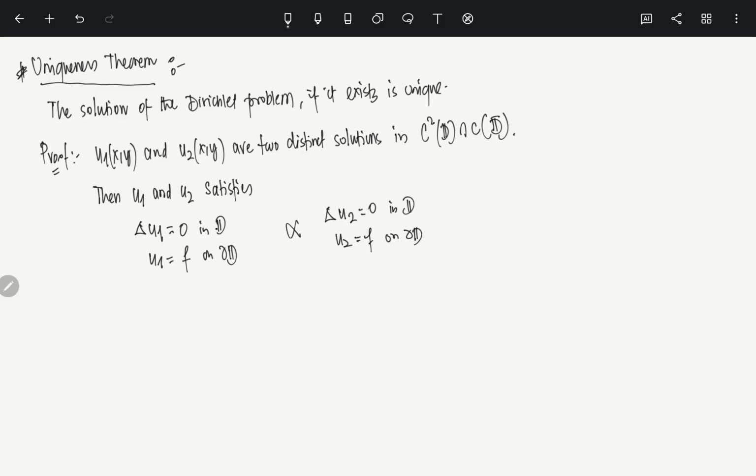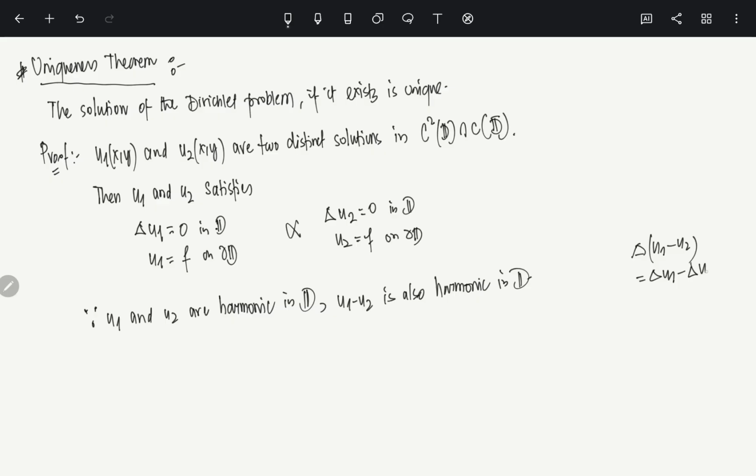Clear? Now if we subtract those two, since u1 and u2 are harmonic in the domain D, that will imply that u1 minus u2 is also harmonic in D. Very easy to see, because Laplacian of u1 minus u2 is nothing but Laplacian of u1 minus Laplacian of u2. This is 0, this is 0. So u1 minus u2 is also going to be harmonic. So it says that if you have two harmonic functions and you subtract them, the result is also going to be a harmonic function, clear?